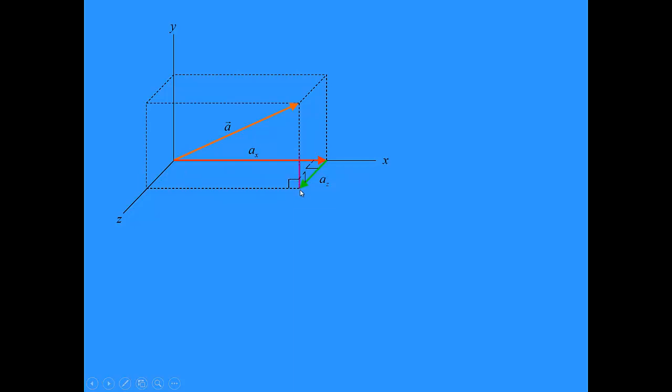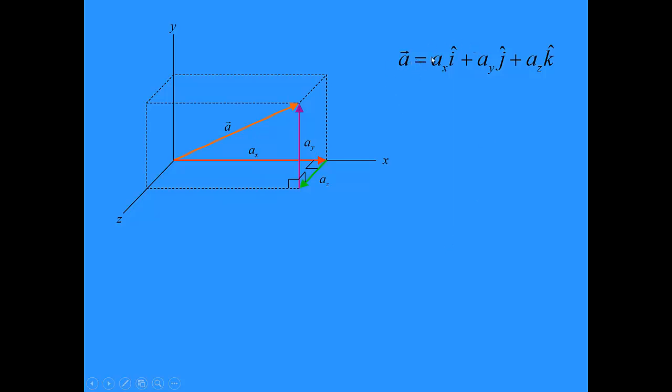And then that's A sub Y, which is perpendicular to both X and Z. All 3 of these vectors are perpendicular to one another. Notice head to tail, head to tail. And of course, head-to-tail vector construction is vector addition. So just like we used to break up two-dimensional vectors into an x and a y component, we can break up a three-dimensional vector into x, y, and z components. And when we write that out, it's going to look like this.